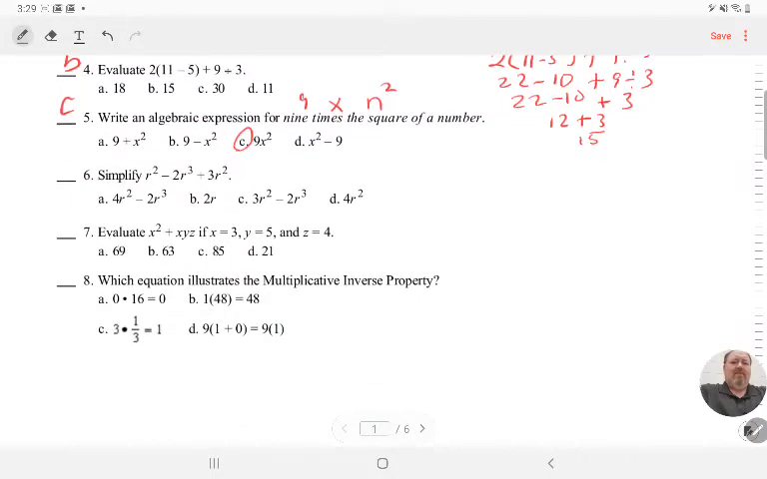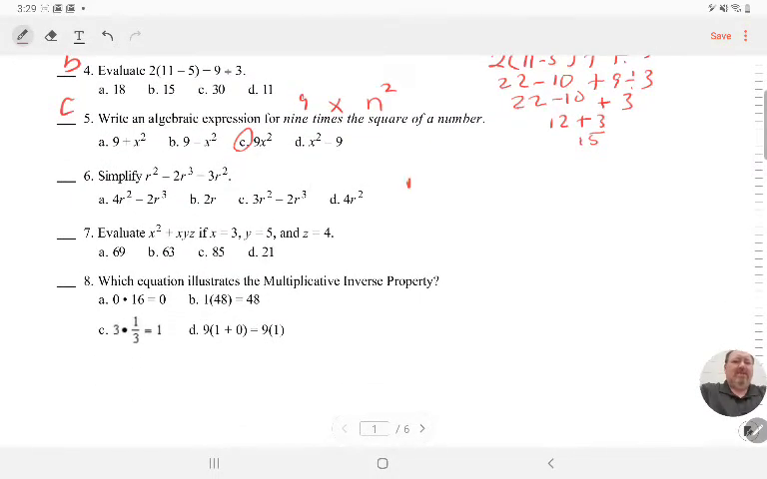Okay? Number 6, we are to simplify. So we could say r squared minus 2r cubed plus 3r squared. We could move it around and we could say r squared plus 3r squared minus 2r cubed. Now this is like terms of the r squared, same variable, same exponent. So we have 1r squared plus 3r squared would be 4r squared minus 2r cubed. These are unlike terms because they have the same variable, but the exponents are different. So I can't do anything else. I look up here, and it looks like it's A.